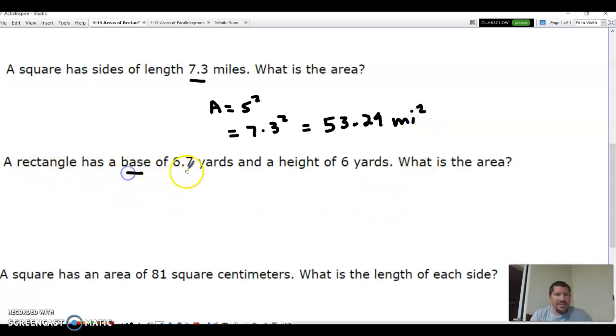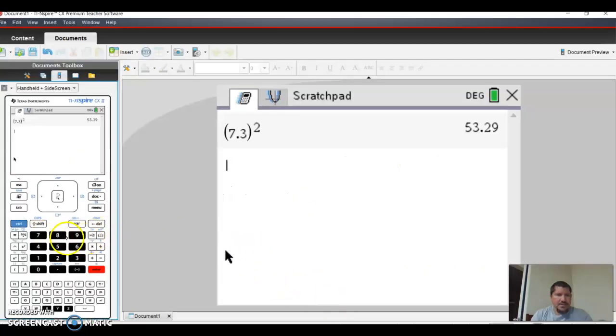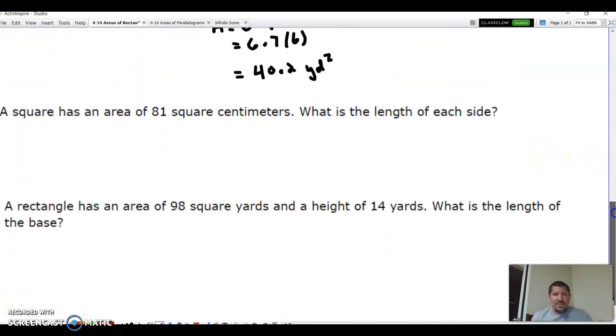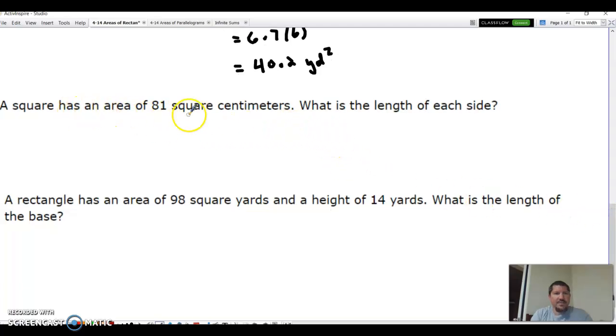Rectangle has a base of 6.7, height of 6. So area is base times height. 6.7 times 6. So 6.7 times 6 is 40.2 yards squared.